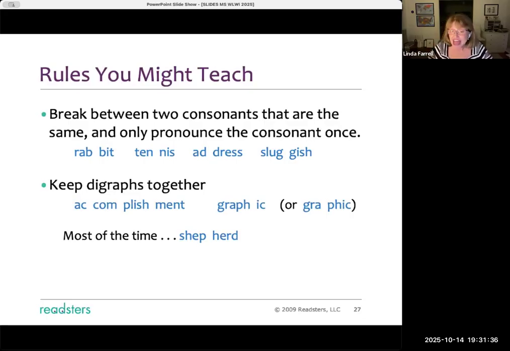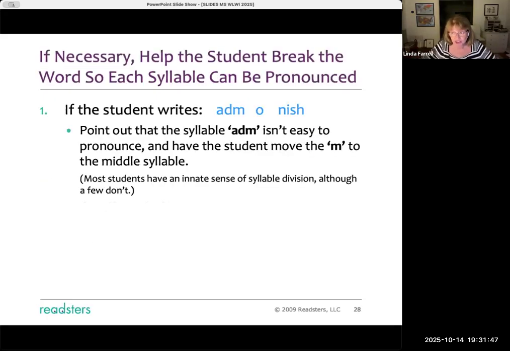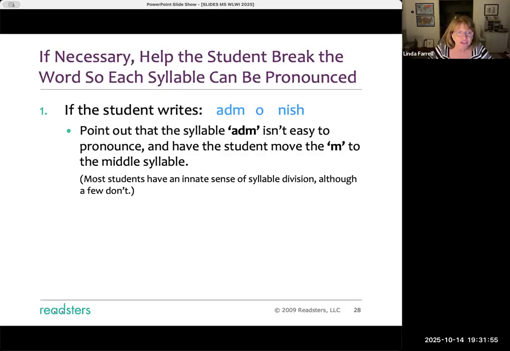So here's the deal, you guys. I'm not going to give them the word shepherd to read. That's not going to come in when I'm teaching them to keep digraphs together. First, I teach them how to read the words that follow the patterns. Then later we'll go maybe if they still need to. Okay. I've already talked about this. And Michael, next one.